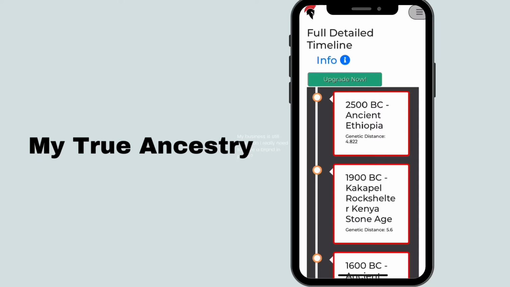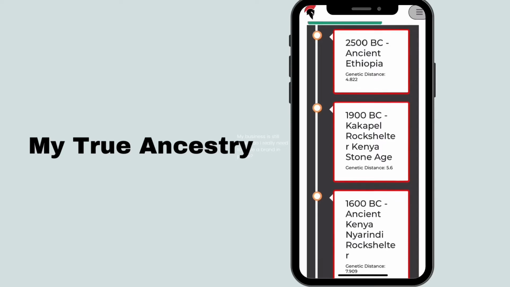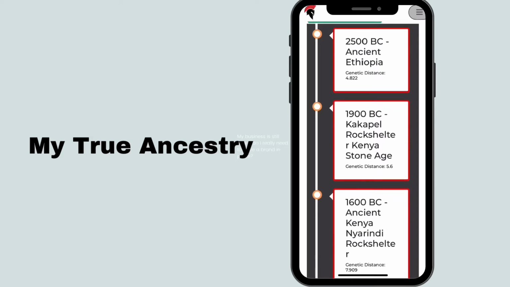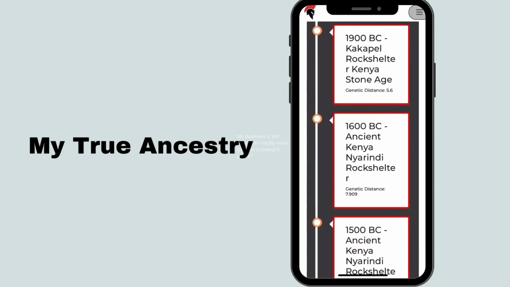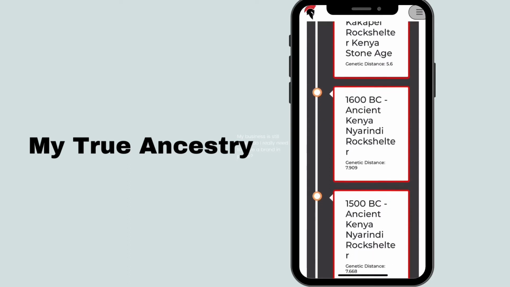And jumping right into it, we see here the first result is 2500 BC. Ancient Ethiopia, and the genetic distance is 4,822 away. And then the next one is 1900 BC. Kakapel Rock Shelter, Kenya, Stone Age, and the genetic distance is 5.6.